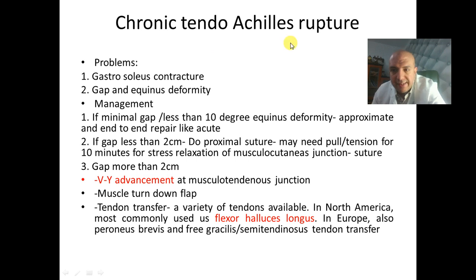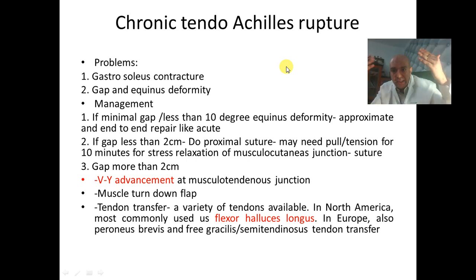What is chronic tendo-Achilles rupture? Chronic tendo-Achilles rupture is more than 2 months, about 2 months. The problem is that there is a gapping, and the muscle comes to be pulled to approximate the edges. If you can approximate the edges, even if it is chronic, go for primary repair. Debride the edges and go for primary repair.